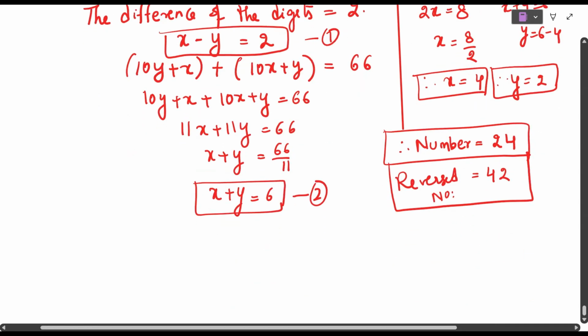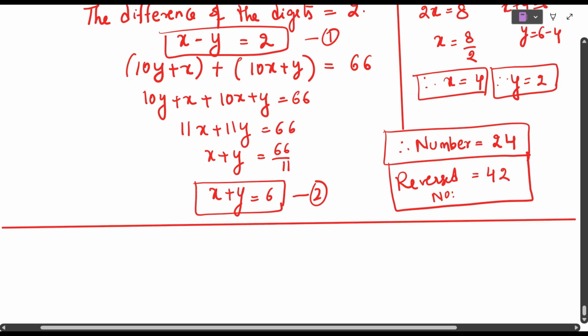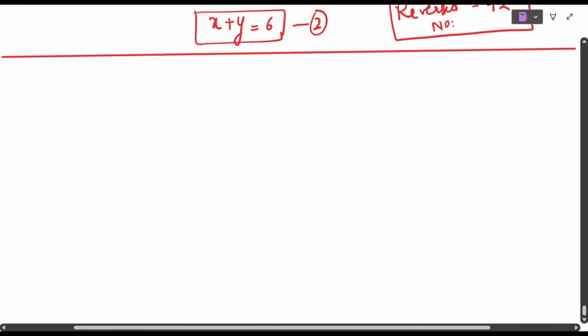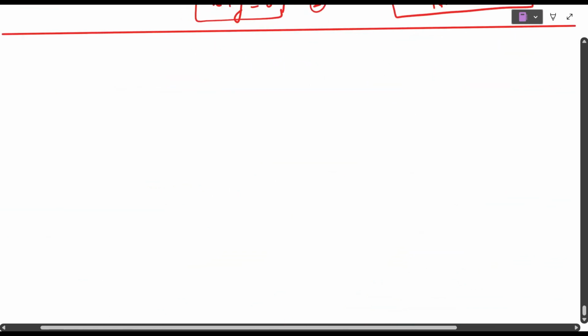Coming to the next question. Question number 28, we have a choice, students. So this is the first part, and the second part we are going to solve now.